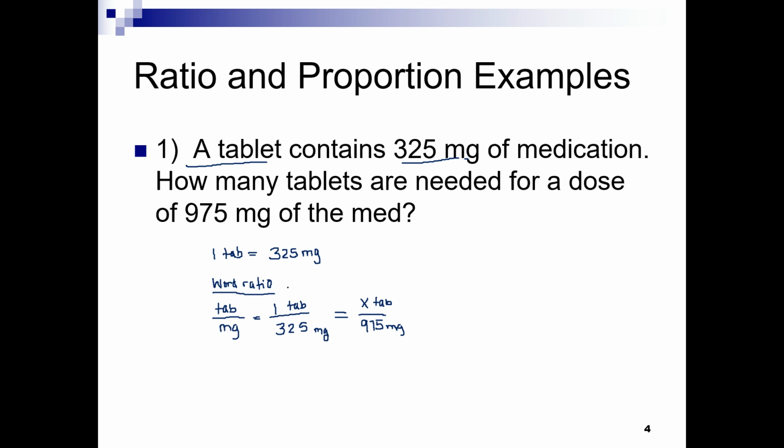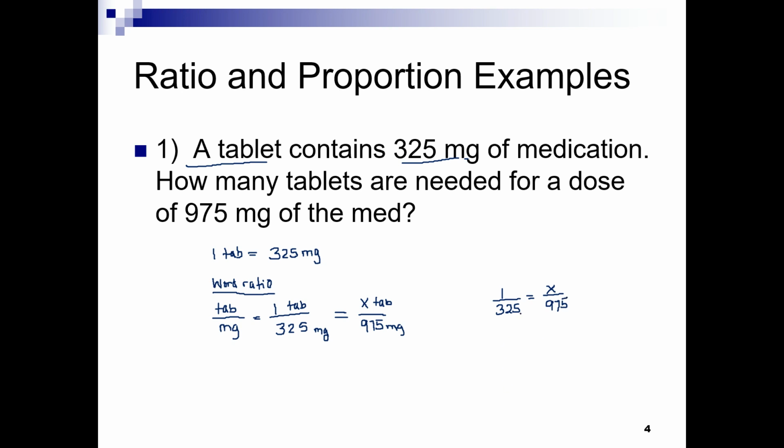Now, this shows my thought process. Sometimes it's easier to do the math without all the words, but I do have to take time to think it through and make sure I have it set up right, or the math isn't going to work. So from my thought process, I have the proportion 1 over 325 is equal to X over 975.